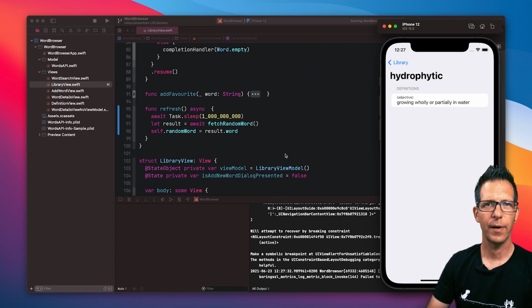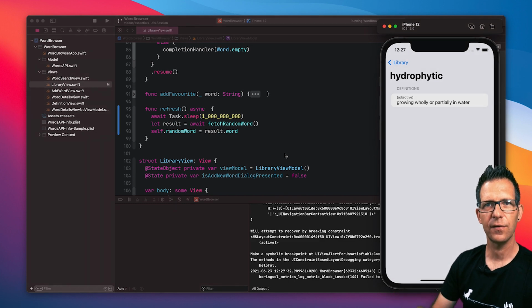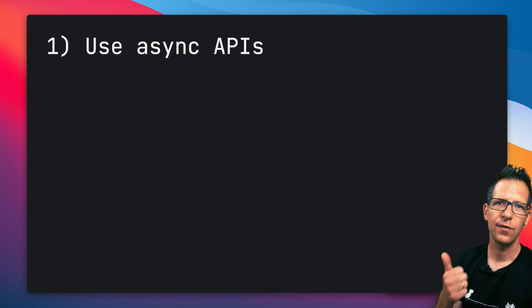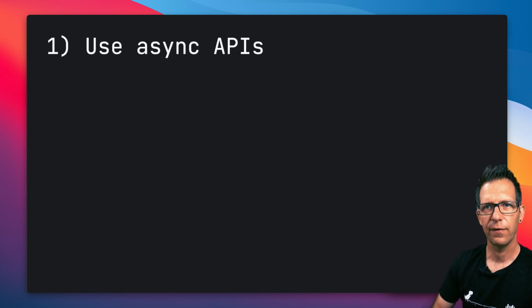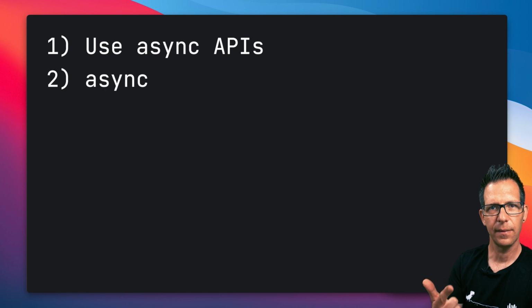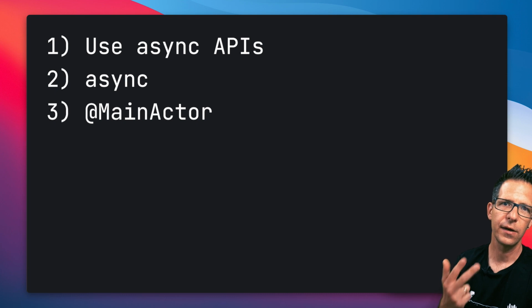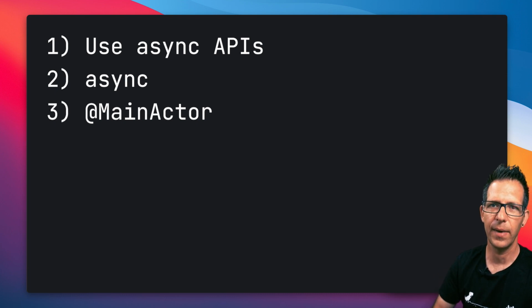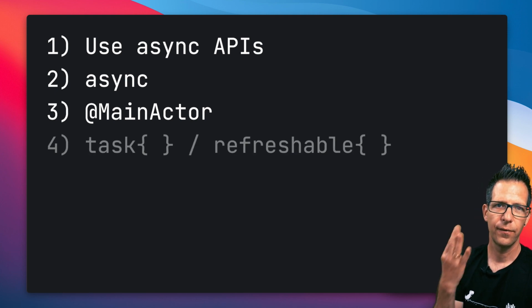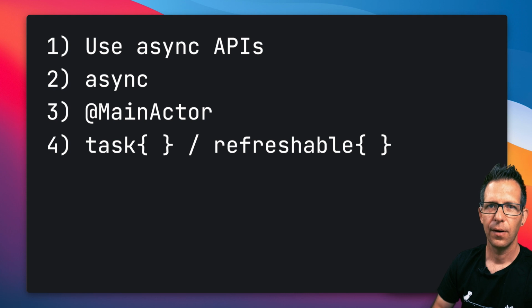So to wrap up, here are the 5 things you need to do to use async await in SwiftUI. First, use the async versions of the APIs. Most of Apple's APIs now include async versions of any methods that previously required you to use completion handlers. Secondly, mark functions that call asynchronous code as async. Thirdly, make sure UI updates are executed on the main actor by marking your view models with the main actor attribute. Fourth, use the refreshable or task view modifiers to call your async code.